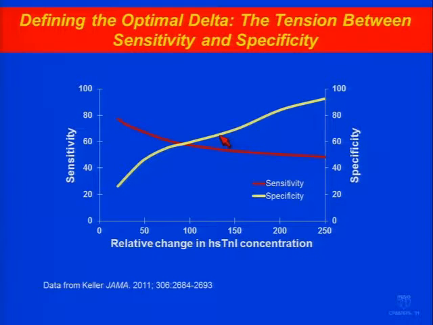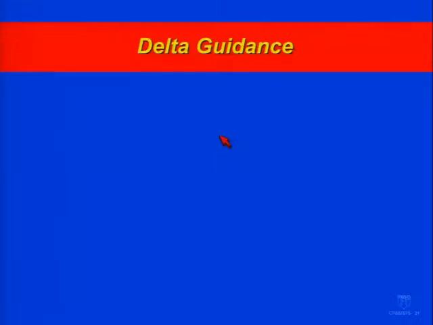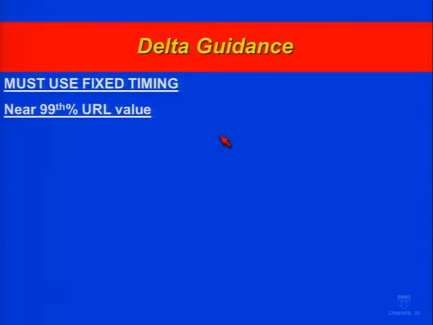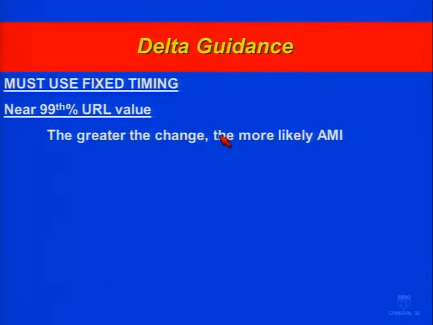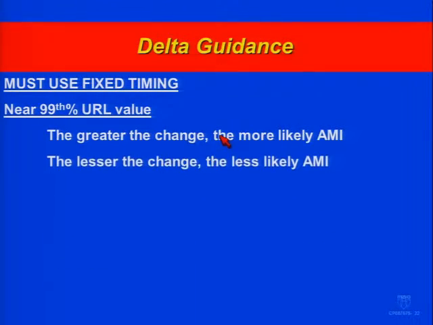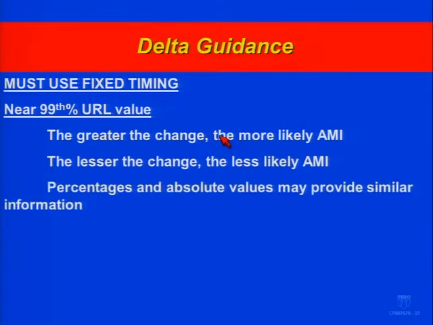So there's an element of this that's going to require clinical judgment. My guidance, in order to do this right, is that you need to have fixed sampling times. Near the 99th percentile, I think, the greater the change, the more likely the MI, and the less likely otherwise. Percentage and absolute values look similar to me.